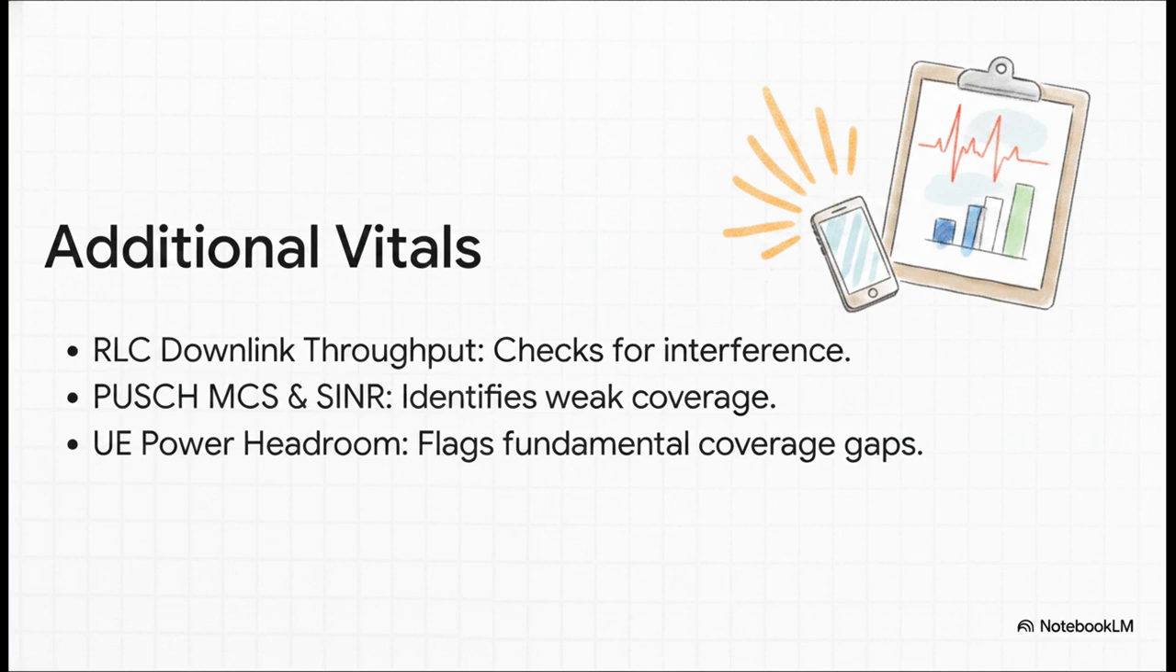But a bad CQI score alone doesn't tell you exactly why the cell is sick. To confirm if that poor CQI is caused by heavy downlink interference or just plain weak coverage, you have to cross-reference it. You want to look at the RLC layer downlink average throughput. You need to check PUSCH MCS and PUSCH CNIR. And finally, review the UE power headroom. Because if a phone is shouting at maximum power and still getting a bad connection, you know for sure you're dealing with a fundamental coverage gap.